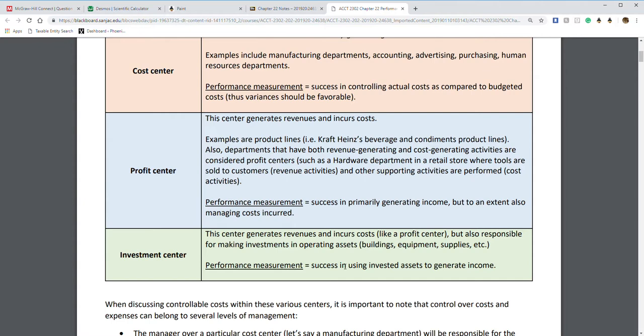Investment centers, these are centers that generate revenue and incur cost like our profit center, but they're responsible for making the investments. So see how we added a layer out of all these centers? Cost centers only deal with cost. Profit center deals with revenues and cost, while investment center deals with revenue, cost, and investments. And basically, that's buying our fixed assets or investing into other companies. So yes, you get to do that.